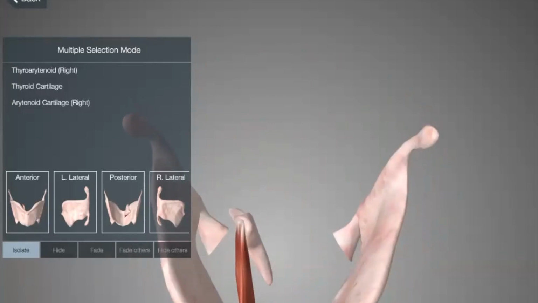Okay, guys, imagine this contracts. It will shorten, right? This will become closer to this. What's in between? The vocal ligament or the vocal cord. If this becomes closer to this, the vocal ligament becomes relaxed.